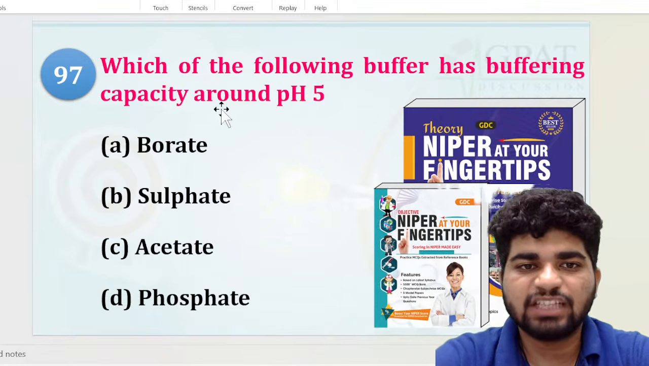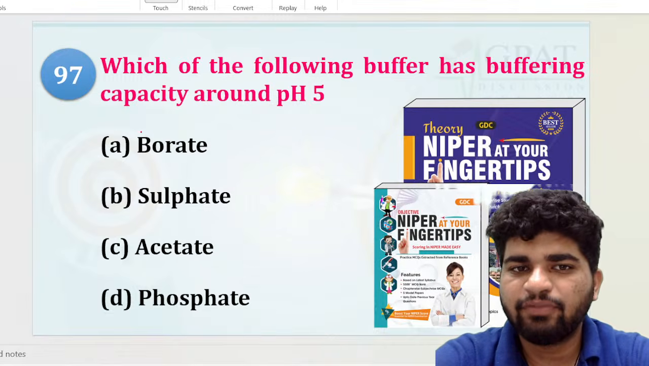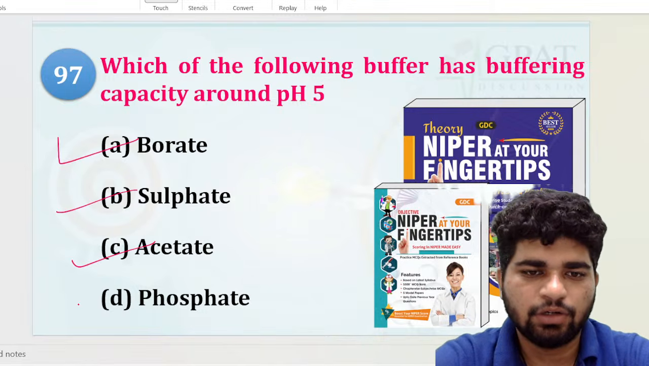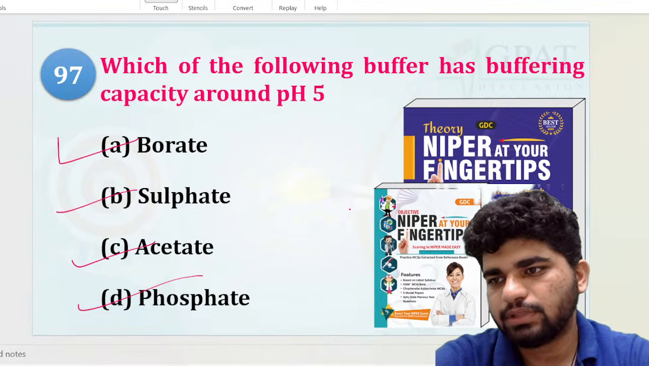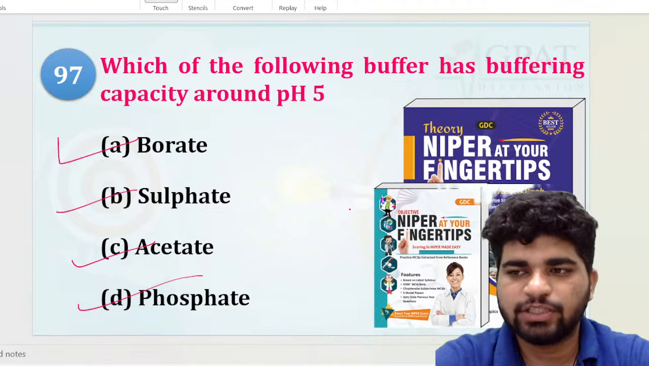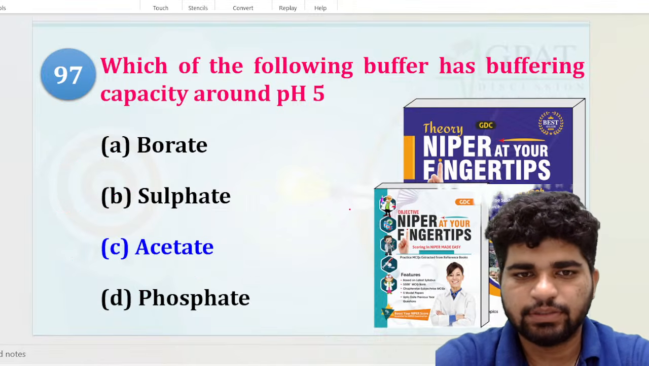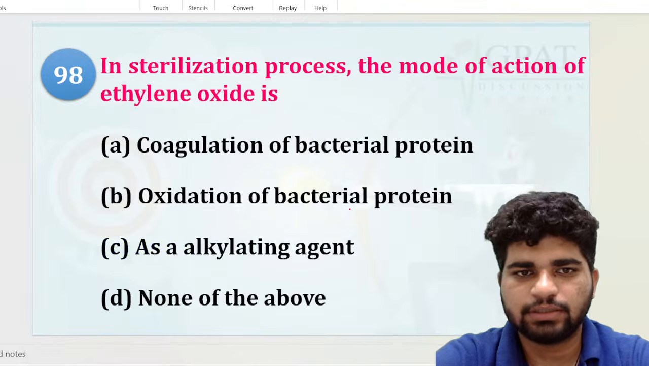Which of the following buffers has buffering capacity around pH 5? Borate, sulfate, acetate, or phosphate? Around pH 5, that's your acetate only. Acetate is going to be your correct answer.